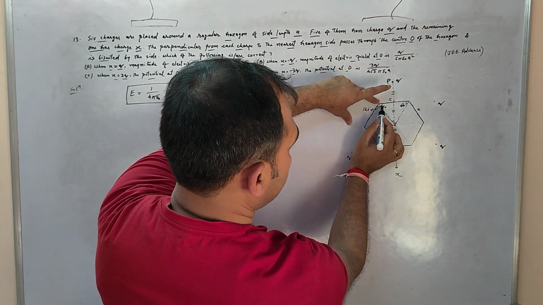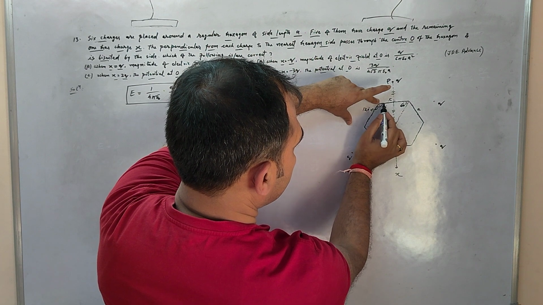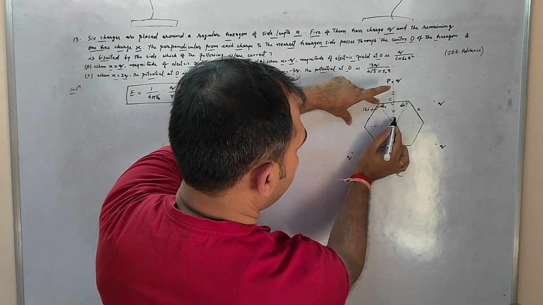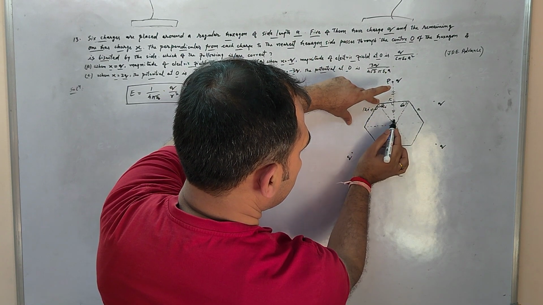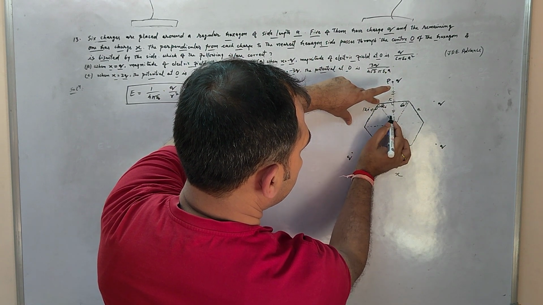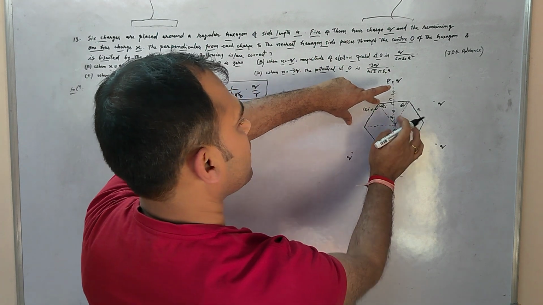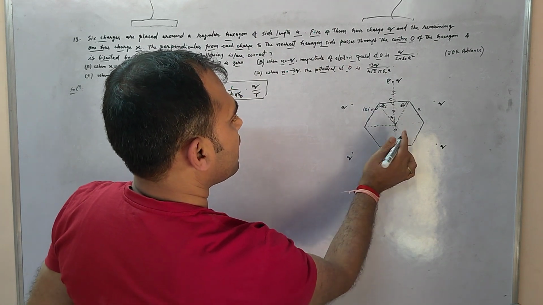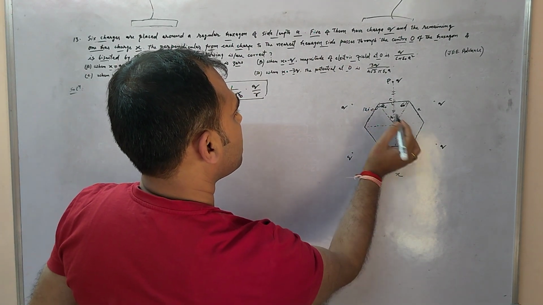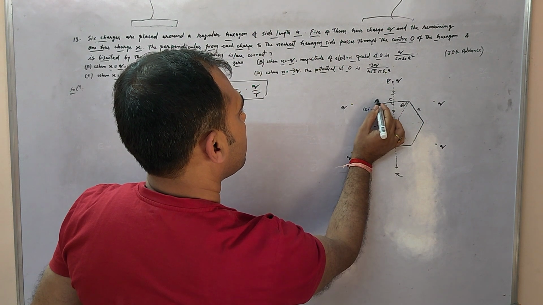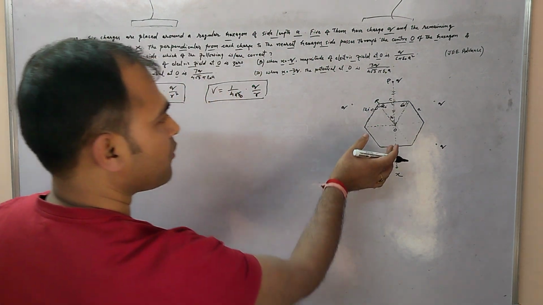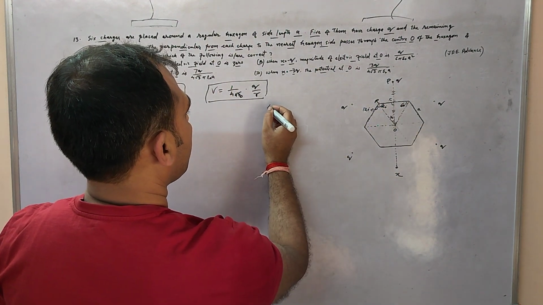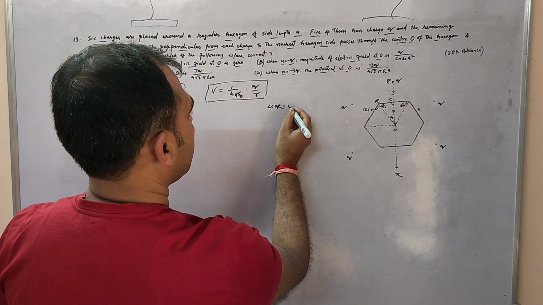Now if this is 60, this is 60, this is 90, what will be the value of this angle? This will be 30. I hope you got it. Let us see this triangle OCR. Angle COR will be 30 degrees.